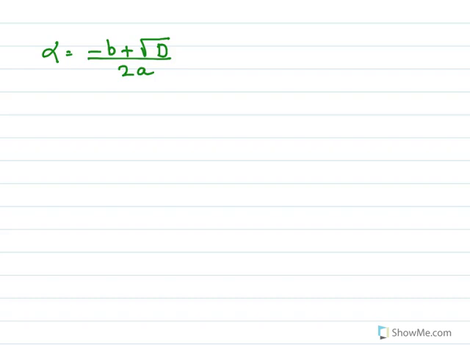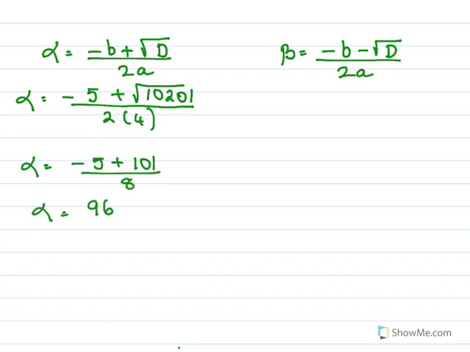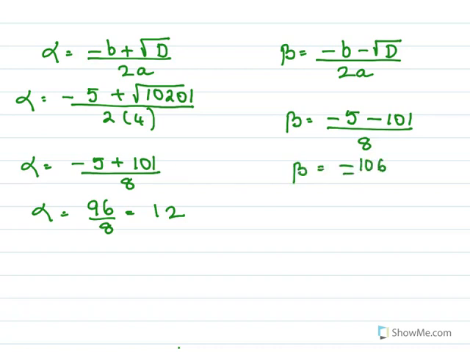Now alpha is minus b plus root D over 2a, beta is minus b minus root D over 2a. So alpha is minus of minus 5 plus under root of 10201 over 2a, that is 2 and a is 4. So when you work out alpha, you get minus 5 plus 101 over 8, and your alpha will come at 96 over 8, which is 12. Now beta will be minus 5 minus 101 over 8, and beta will come minus 106 over 8.